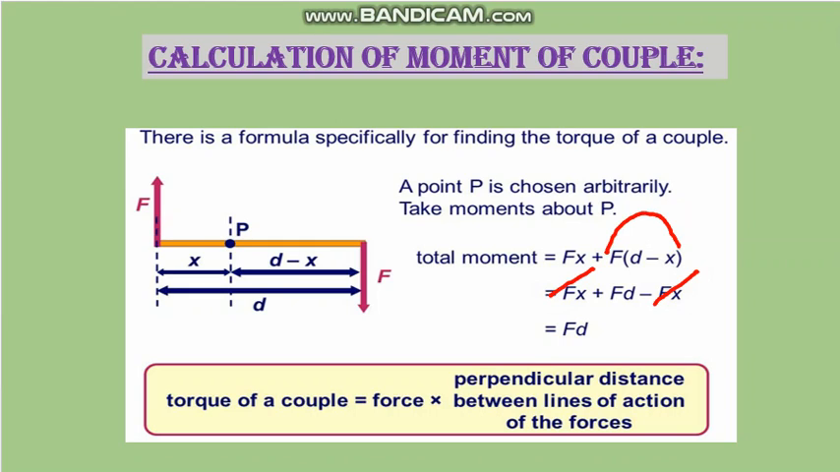Student, moment of the couple is equal to the product of one of the forces and the perpendicular distance between the lines of action of the two forces. The perpendicular distance between two forces is called the arm of the couple. The torque or moment of couple is equal to the product of either force and the arm of the couple. Whenever a couple acts on a body, there is a rotation only. It should be noted that a couple cannot be balanced by a single force. It can be balanced by an equal and opposite couple.